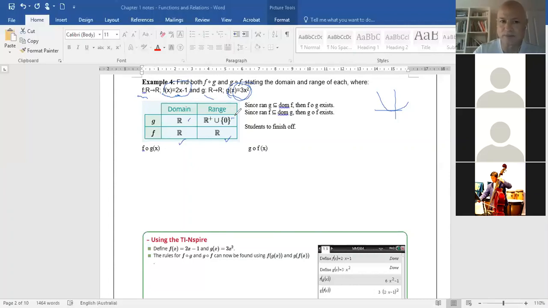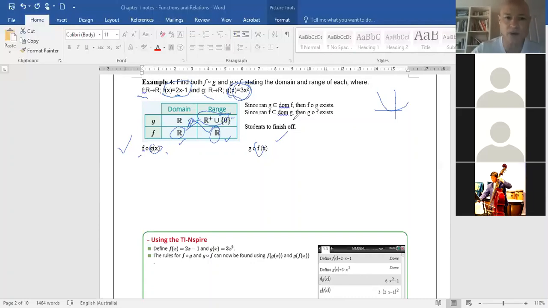Now we have a look at them. Is f of g of x defined? Well, we'll look at the range of g, and it has to be a subset of the domain of f. Yes, the range of g is a subset of the domain of f, so this one is defined. Let's look at the other one. The range of f has to be a subset of the domain of g. Reals in reals, yes, is a subset, so they are both defined. Any questions there?